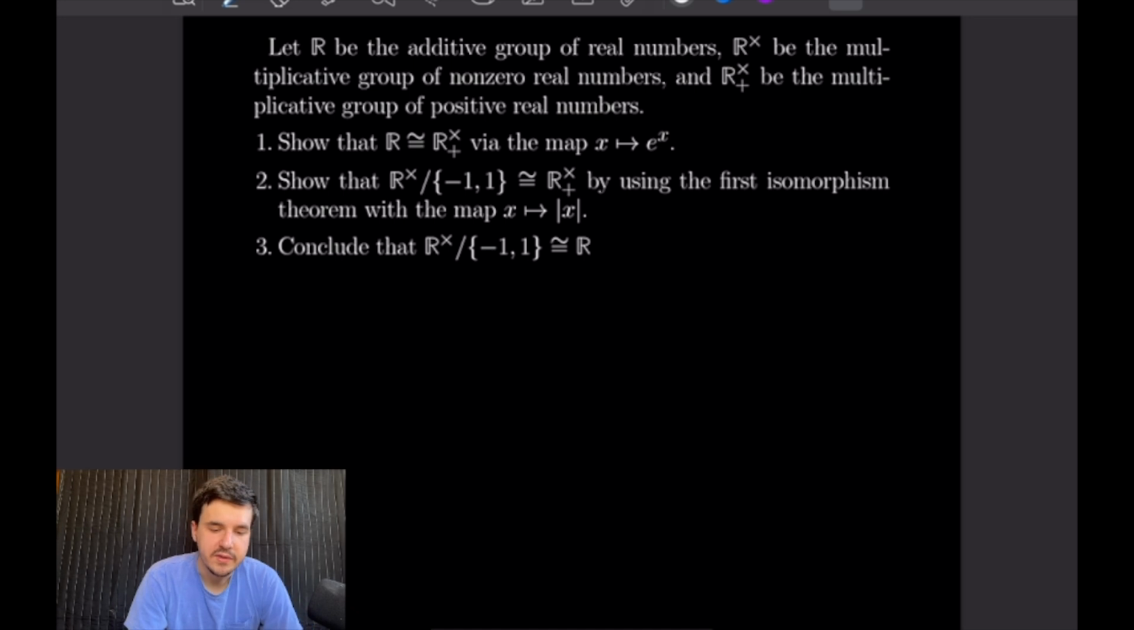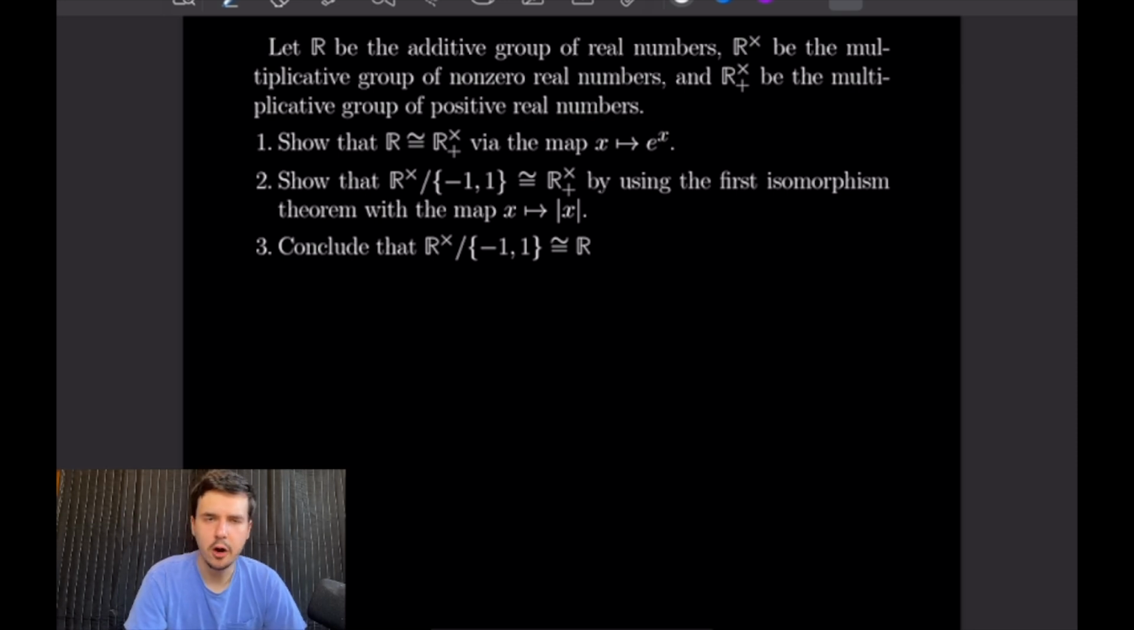So for our last problem of the day, we're going to let R be the additive group of real numbers. We're going to write R superscript X to be the multiplicative group of non-zero real numbers, and then we're going to let R sub plus and superscript X be the multiplicative group of positive real numbers.